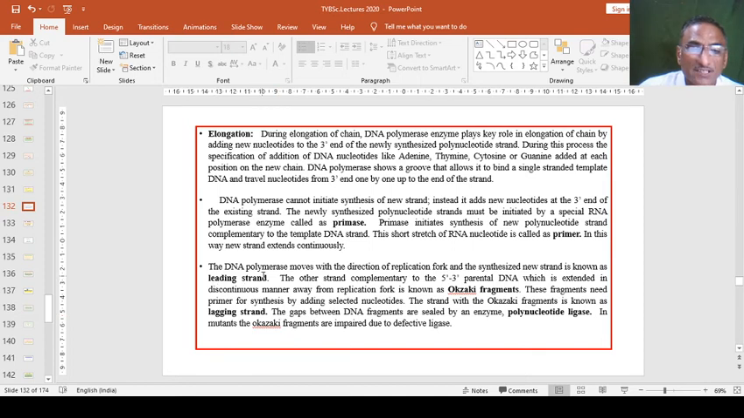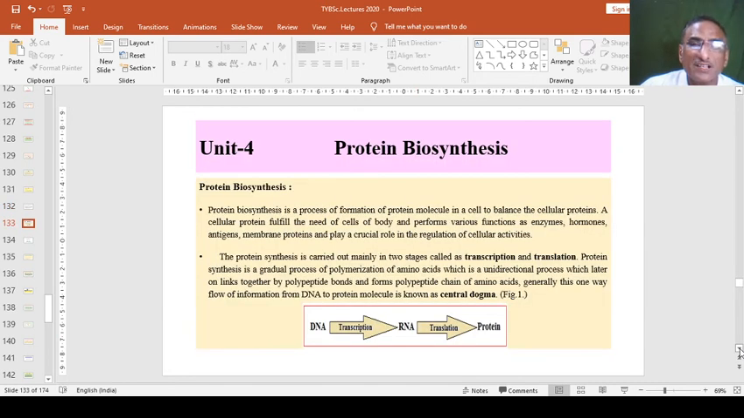The leading strand and lagging strand are opposites. In a newly formed strand, the gaps between DNA fragments are sealed by an enzyme called polynucleotide ligase. So ligase is the binding enzyme. In mutants, the Okazaki fragments are impaired due to defective ligase. If the ligase is not proper, the Okazaki fragments will not be properly paired and joined.